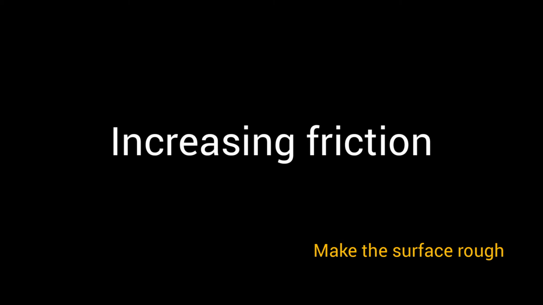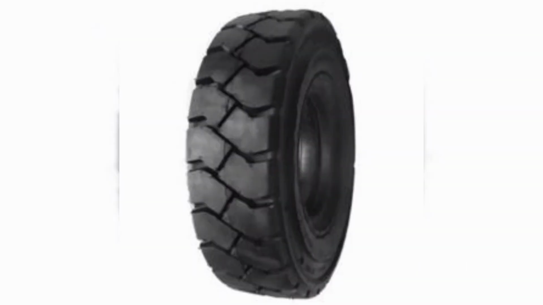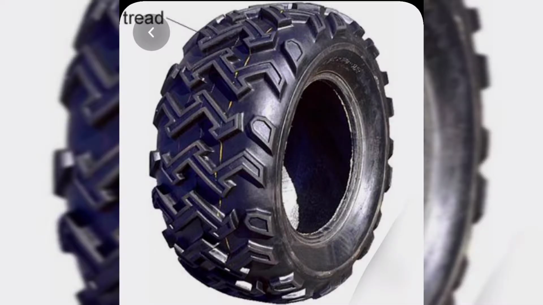First one is tires of all vehicles have grooved designs or treads to make their surface rough. This is done so that the friction between the tires and the road increases and the vehicles may stop easily when desired. Treads also prevent the vehicle from slipping or skidding on a wet or muddy road.